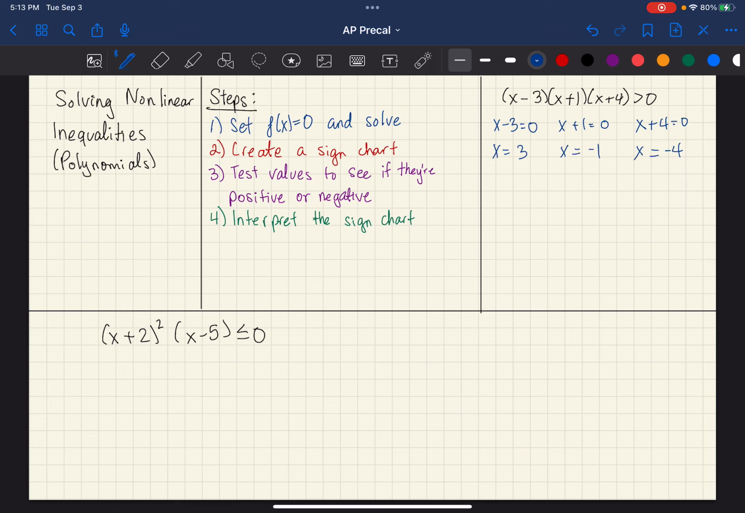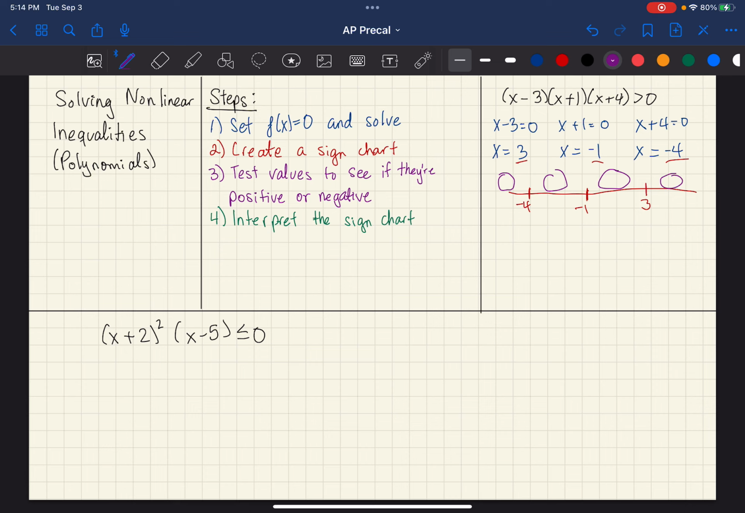The next thing I'm going to do is I'm going to create a sign chart. So basically what's going to happen is I'm going to draw a line, essentially a number line, and then I'm going to put, here's my negative 4, here's negative 1, and here's 3. This line does not have to be accurate, right? You're just putting the points that we just found in step 1, right? Then I'm going to test values to see if they're positive or negative. So I'm going to test the values that are one on the left side of negative 4, in between negative 4 and negative 1, in between negative 1 and 3, and then greater than 3.